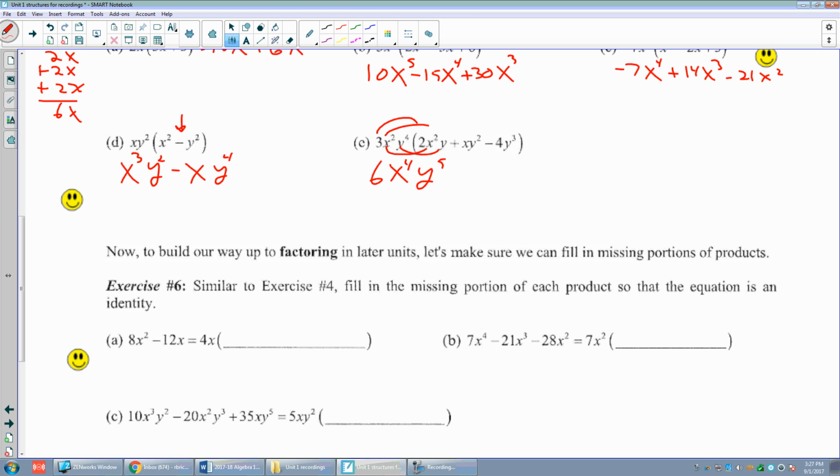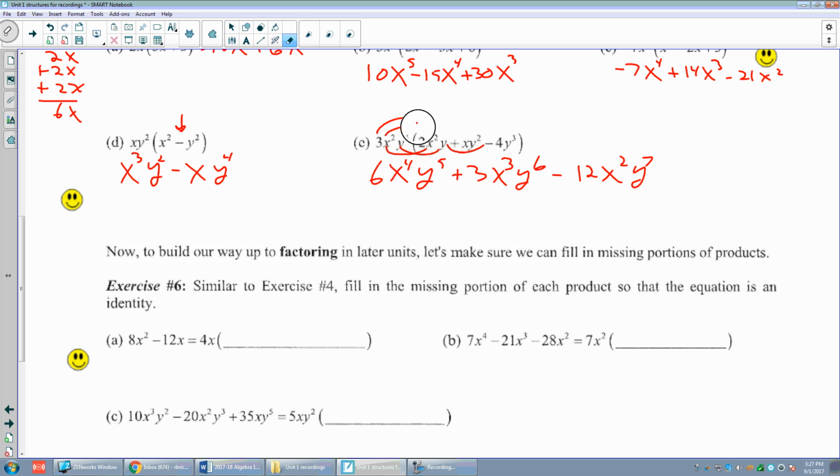Now we do it all over again. Plus 3x cubed y to the sixth. I think that's a minus 12x squared y to the seventh.